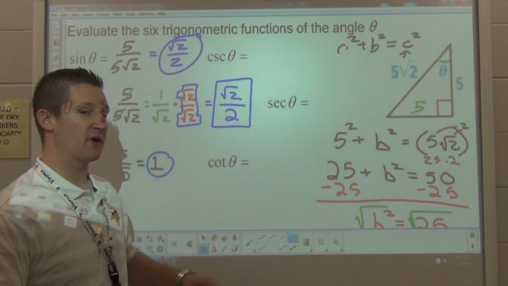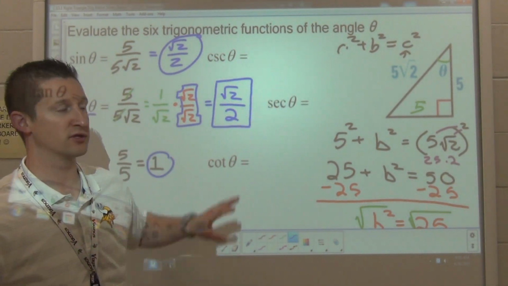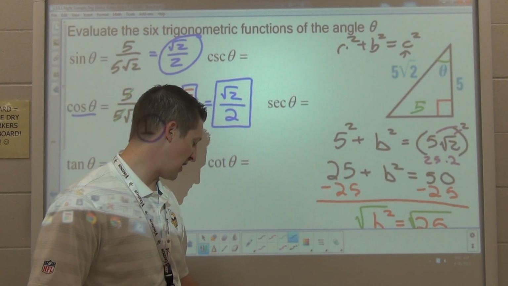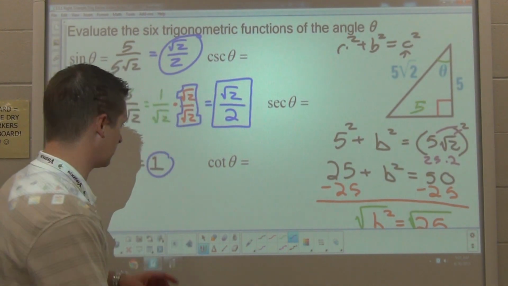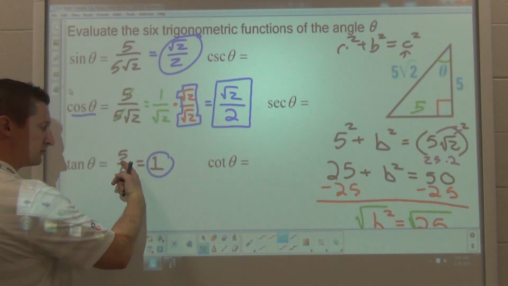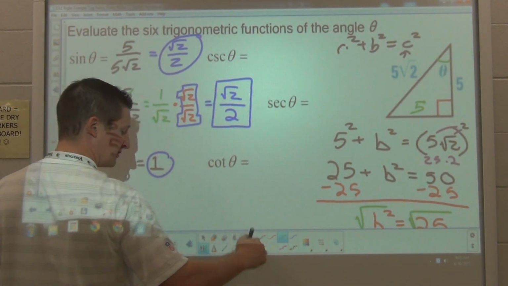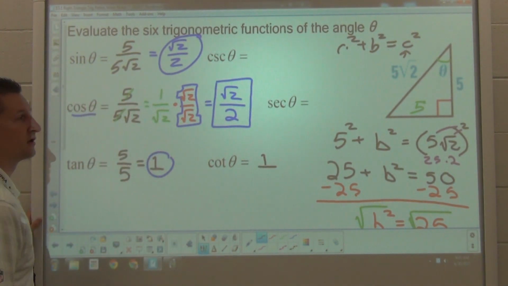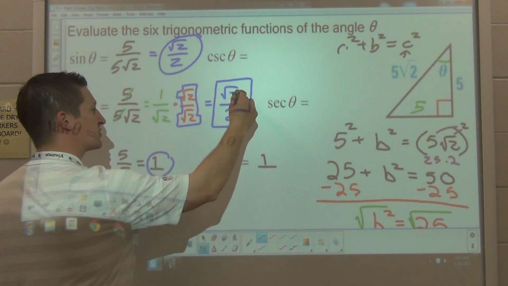Now, as I find the other 3 trig functions, remember that they're reciprocals of what I started with. I'm going to start at the bottom, again, because it's a little bit easier to go here. The reciprocal of 5 over 5, reciprocal of 1 is 1. That one's done.